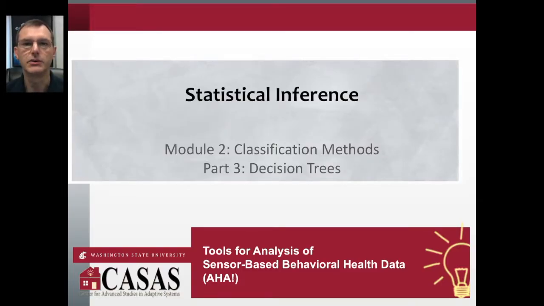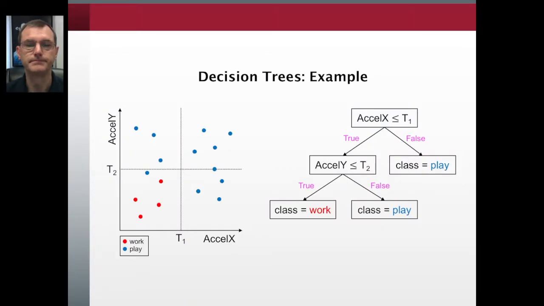Welcome back to the course on statistical inference. We're in Module 2 talking about different classification methods for performing statistical inference. And in Part 3, we'll be looking at decision trees. So here's an example of a decision tree.